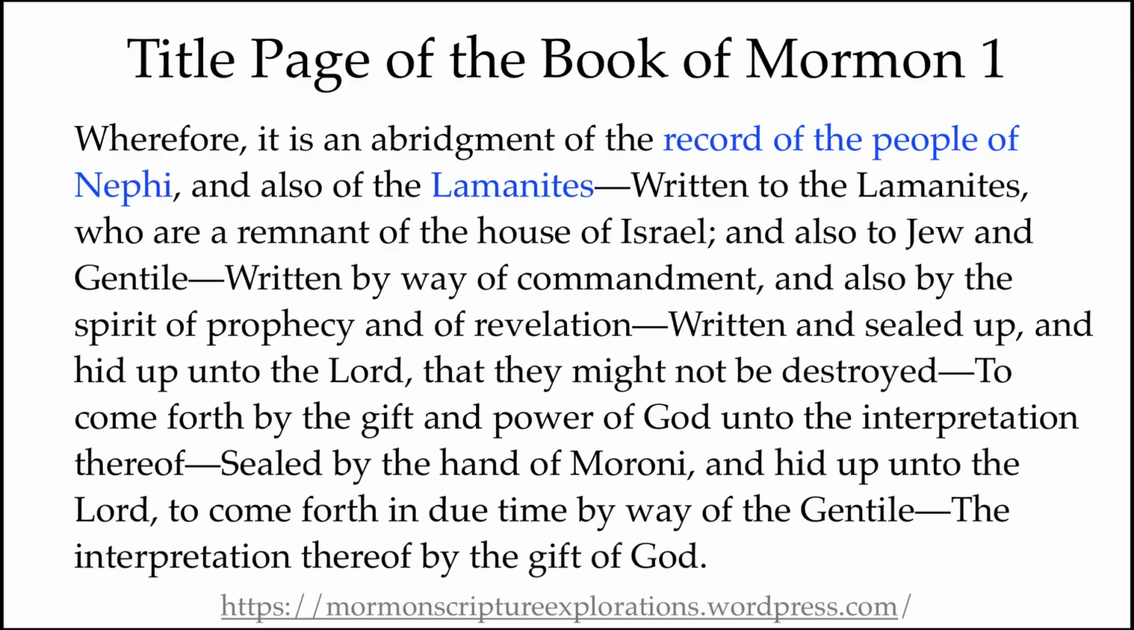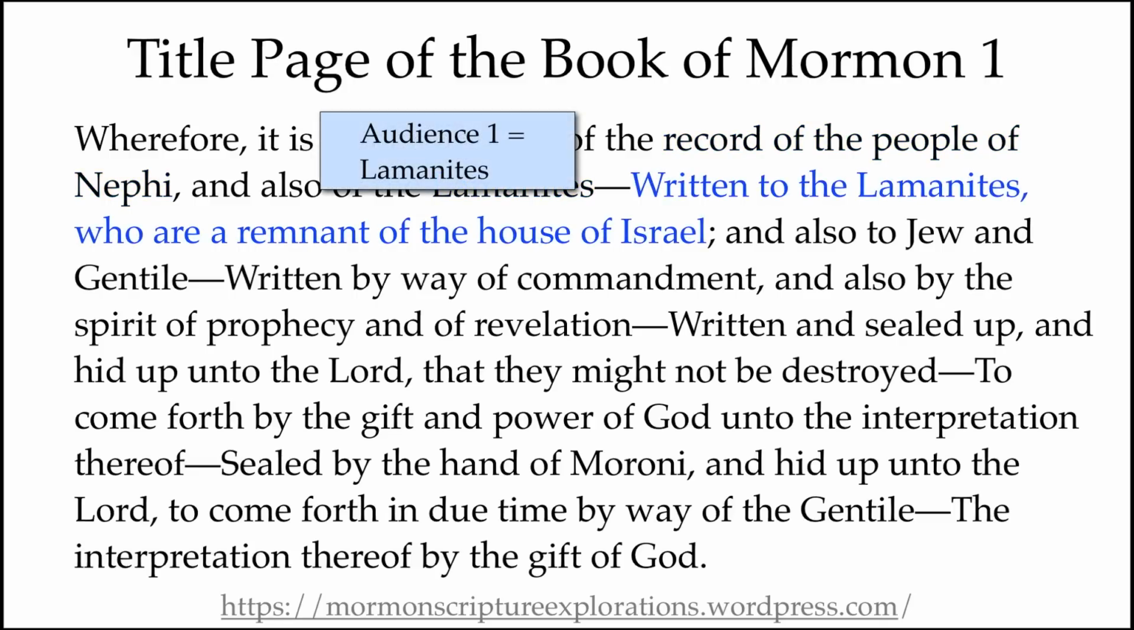It's a record of the people of Nephi and the Lamanites. So these are the two main peoples, although there's lots of other actors and nations and tribes and so forth. These are kind of the two main antagonists, culturally speaking and religiously speaking. Now, the Book of Mormon tells you precisely who the audience is. First of all, it's written to the Lamanites, that is to say, the descendants of the Lamanites who are described in the Book of Mormon. They're called a remnant of the House of Israel.